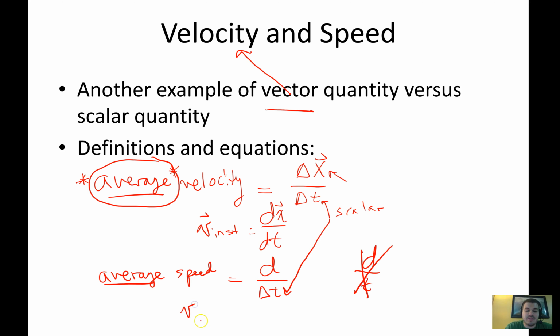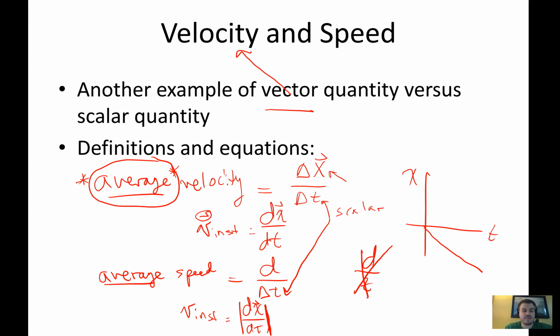So instantaneous speed, the symbol is a v without the vector symbol. And v instantaneous then would actually be the absolute value of the derivative of position with respect to time. So if you think about a position time graph, what is the magnitude or the absolute value of this slope? Maybe we have a negative slope, but for instantaneous speed and average speed, we'd be talking about the absolute value of this slope.